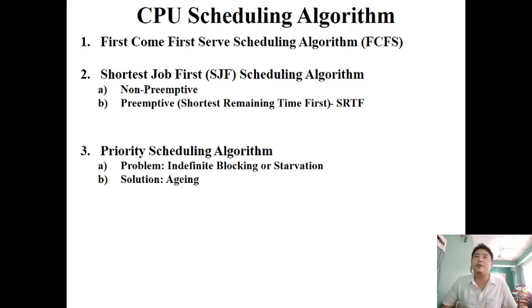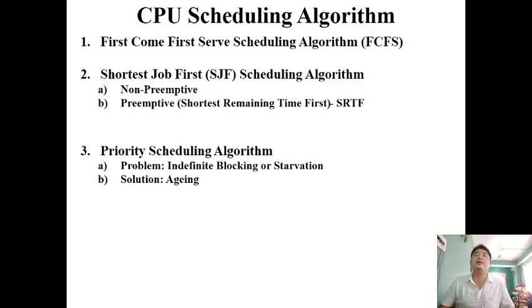Now why am I saying this priority scheduling algorithm is a type of SJF? Because in SJF we give first preference to the process having the minimum burst time, and in priority scheduling we give preference to the process having the highest priority, right?